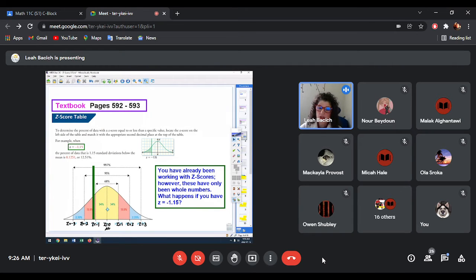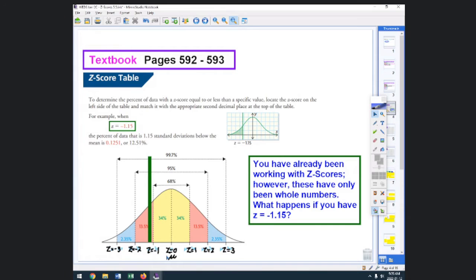If you don't have this diagram in your notes, you really need it in there. Within 2 standard deviations means 2 to the left and 2 to the right. 3 standard deviations means 3 to the left and 3 to the right. So if I have this -1.15, I know it's going to be to the left because it's negative. All the negative ones are down here. All the positive ones are going to be above the mean to the right. Right here, that's the mean. The z-score is 0 at the mean because there's no deviation from the mean if you're actually at the mean.